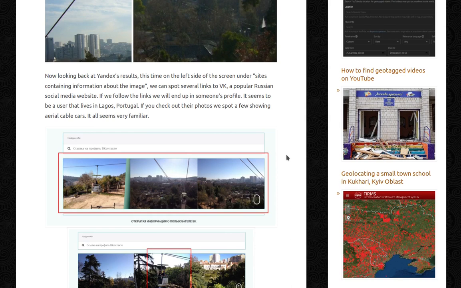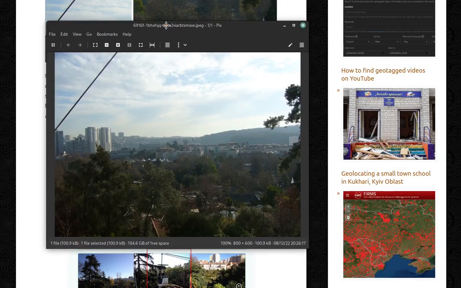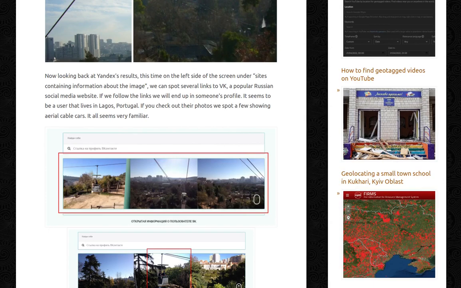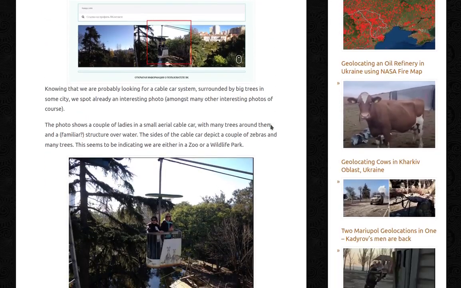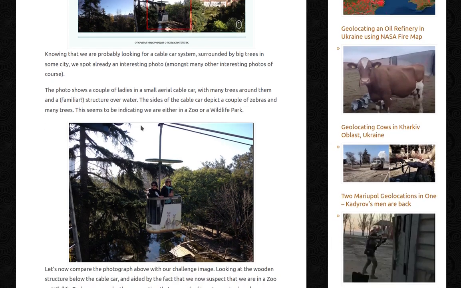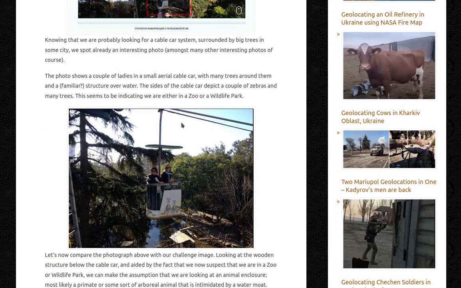It seems to be a user that lives in Lagos, Portugal. If we check out their photos, we spot a few showing aerial cables. It seems very familiar. This seems very similar to that. So, knowing that we're probably looking for a cable car system surrounded by big trees in some city, we spot already an interesting photo among many other interesting photos, of course. So, on this person's profile. The photo shows a couple of ladies in a small aerial cable with many trees around them and the familiar structure over the water. Look at that structure.